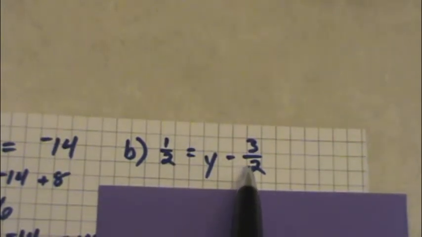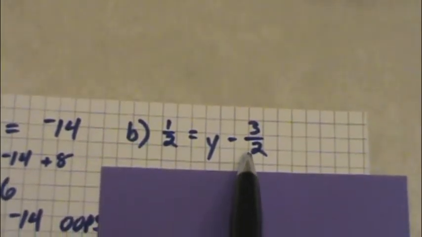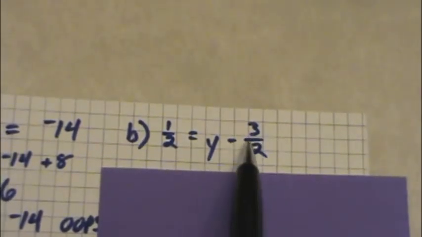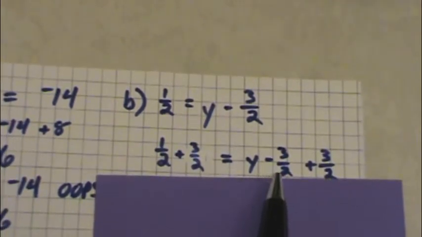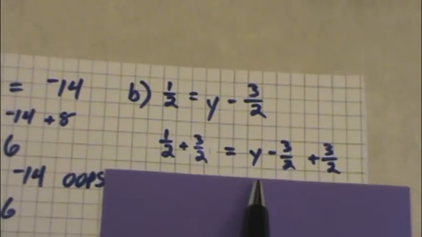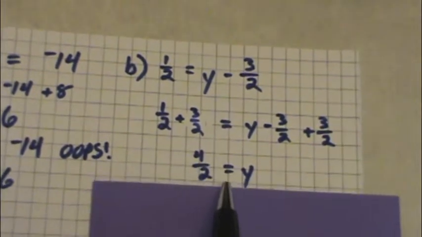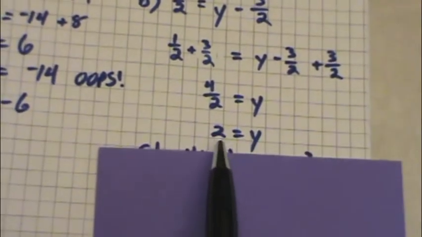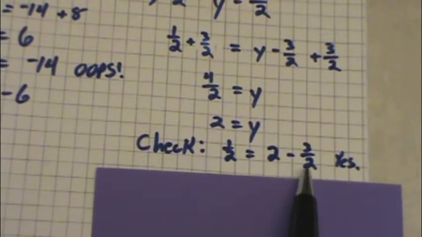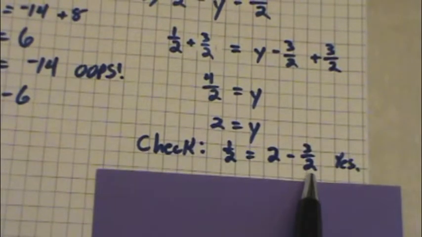Letter B, 1/2 equals y minus 3/2. Well, this has ugly fractions in it, but the same principle applies. We need to get y all by itself, and this is subtracted. So let's add 3/2 to each side of this equation. 1/2 plus 3/2 equals y minus 3/2 plus 3/2. Those cancel out. That allows us to isolate y, and we end up with 4/2 equals y, otherwise known as 2 equals y. Check it. Does 1/2 equal 2 minus 3/2? Absolutely. That one's done.